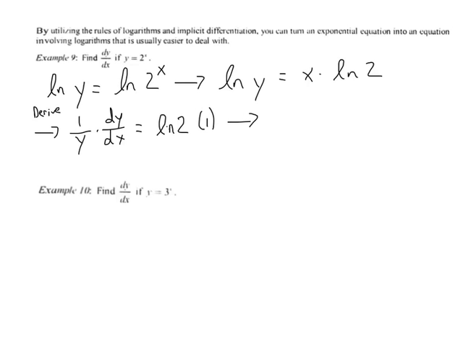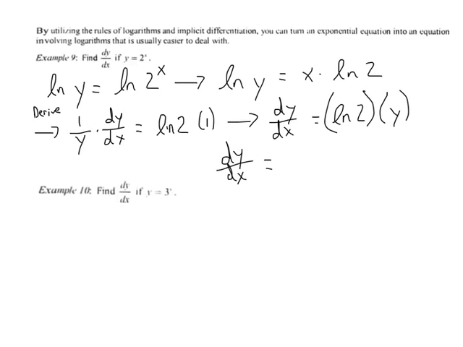Okay, let's solve for dy dx. So dy dx is going to equal natural log of 2 times y. And just like I told you on that previous difficult example, I know what y is. Y is 2 to the x. So in the end, dy dx is going to equal natural log of 2 times 2 to the x.